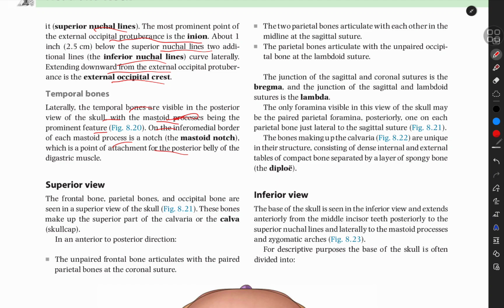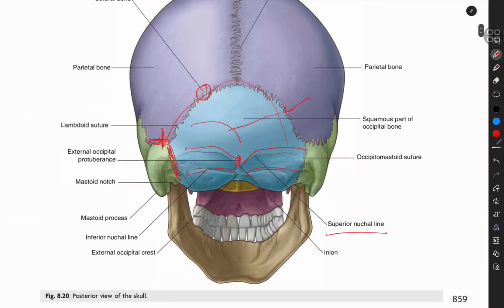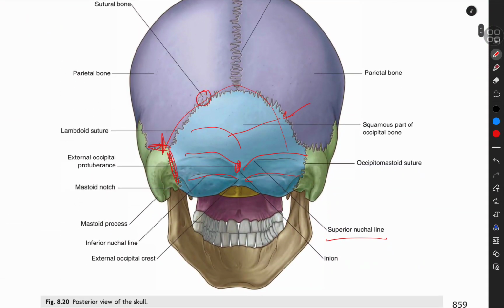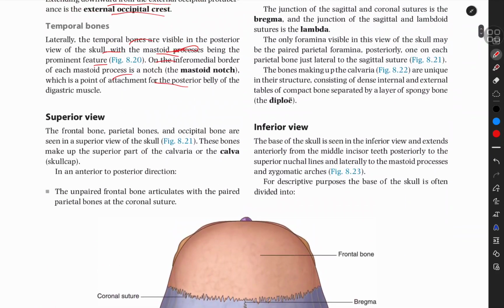Mastoid process is prominent. We've seen that. On the inferior medial border of each mastoid process is a notch, the mastoid notch. So here is the mastoid notch, which is the point of attachment for the posterior belly of the digastric muscle.